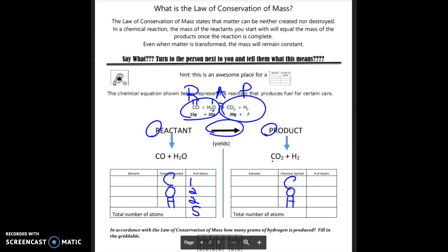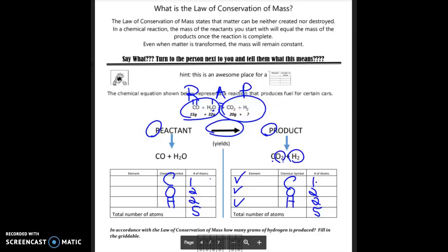I've got 1 carbon here. I've got 2 oxygens, that's that coefficient, and I've got 2 hydrogens right here. So I've got 1 and 1, 2 and 2, 2 and 2, with a total of 5 on each of these. So what this is saying is that this is a valid chemical reaction that does follow the law of conservation of mass.